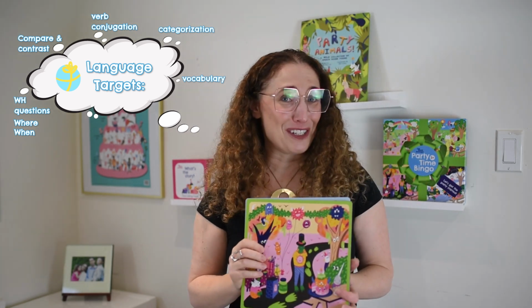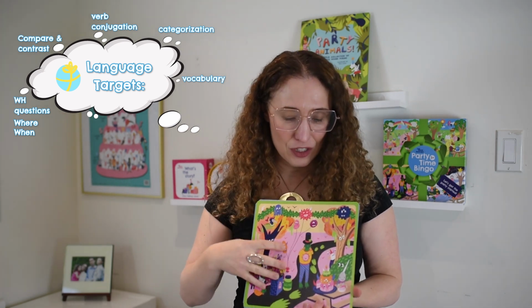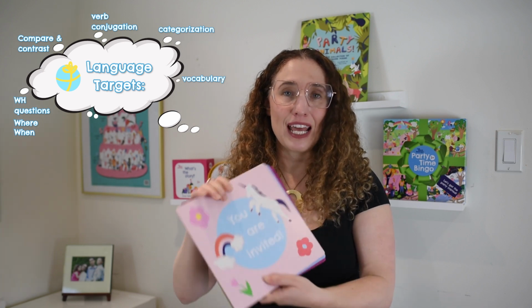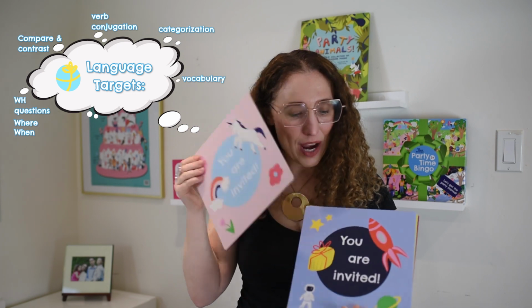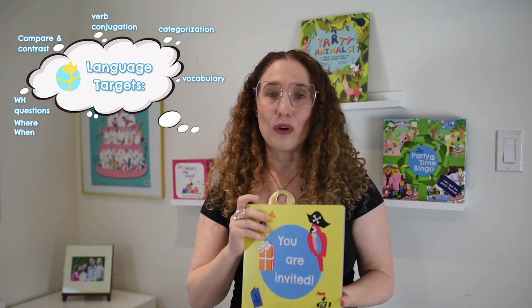The really fun feature of this game is that the boards are reversible. So on the one side, you've got what is happening in the party and what you need for the party, and the other side is an invitation. You are invited to the rainbow party and the outer space party, and for those, we have different tokens.